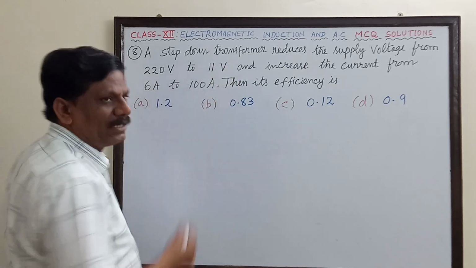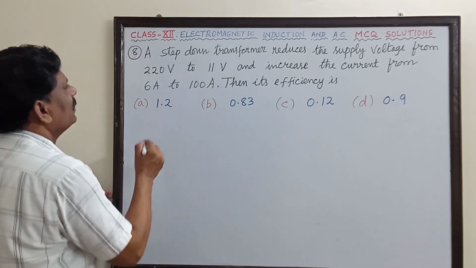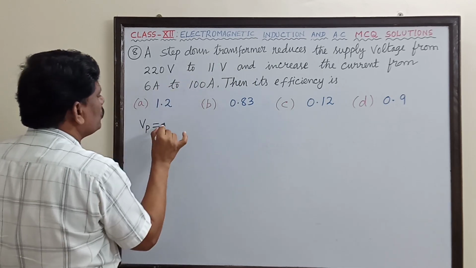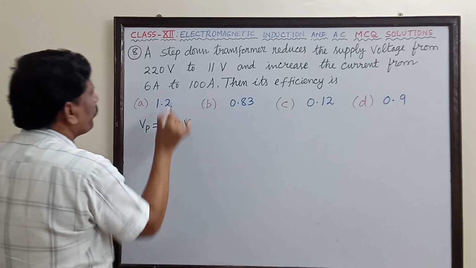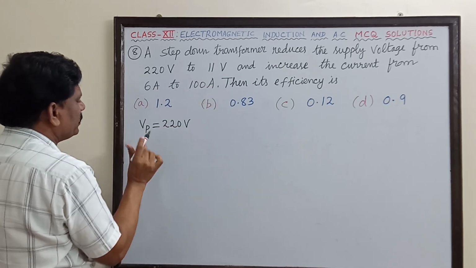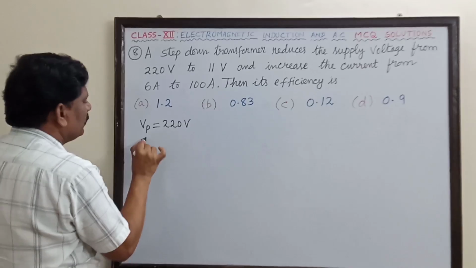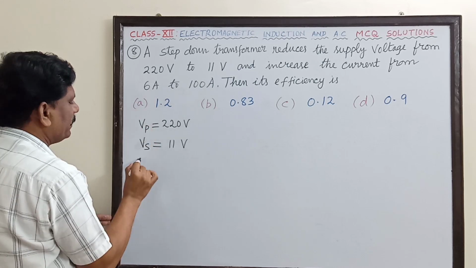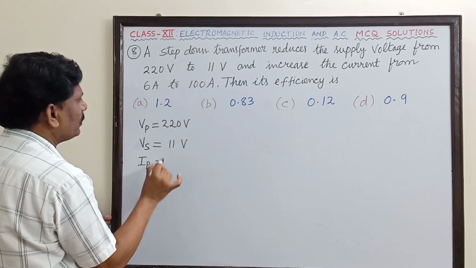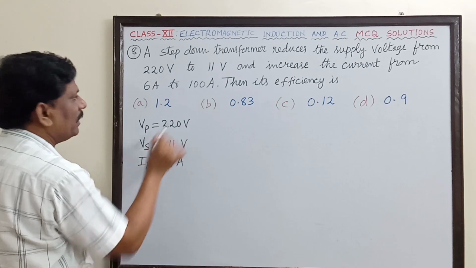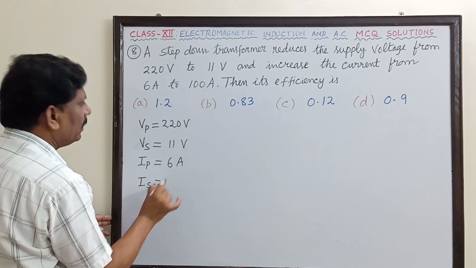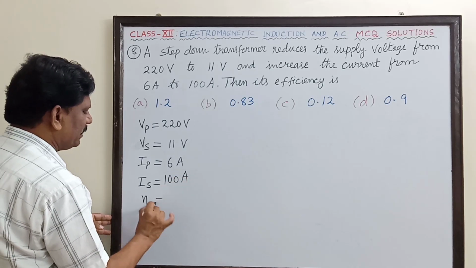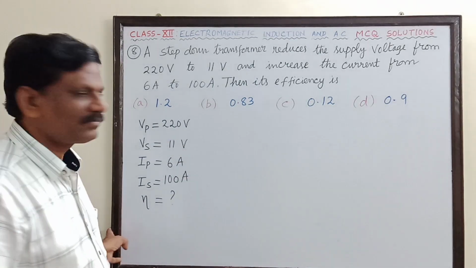We will first write down what the given information is. So it is a step-down transformer, which means the primary voltage is equal to 220 volt and the secondary voltage, V secondary, is equal to 11 volt. Primary current I primary is equal to 6 ampere and I secondary is 100 ampere. So the efficiency is to be determined.